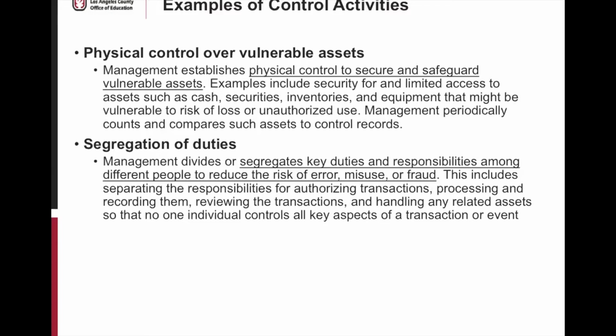So that would include limiting access to such things as cash. Do you have cash on hand somewhere? How's that maintained? Securities, inventories. How are equipment and materials safeguarded? Equipment that might be vulnerable to risk or loss or unauthorized use. How do you ensure the appropriate people have access to equipment?